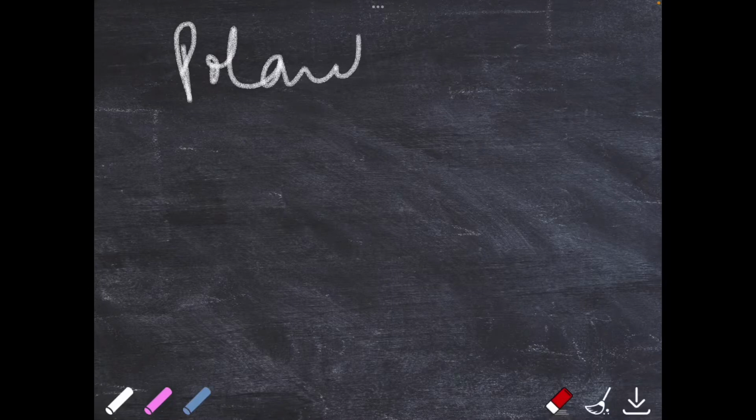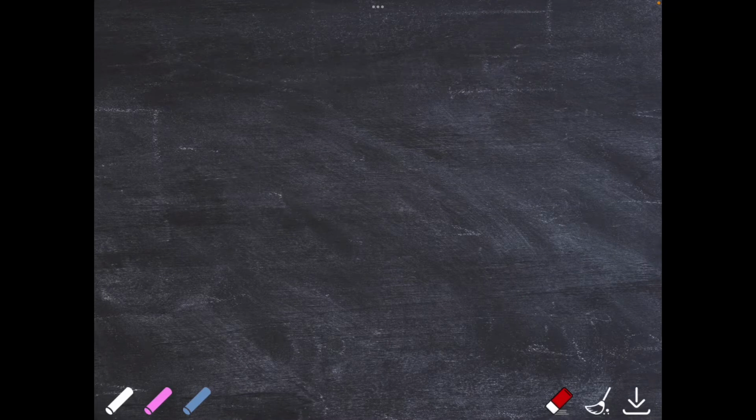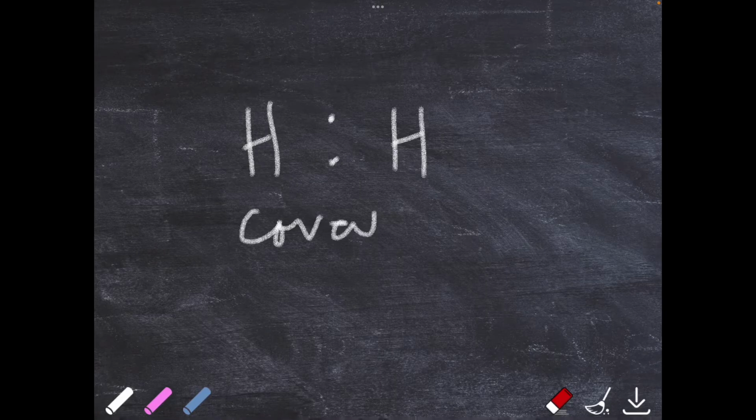Polarity of molecules. Now supposing we look at this molecule. In this, covalent bonding has taken place, and covalent bonding involves sharing of electrons. You know it pretty well. Covalent bonding means sharing.